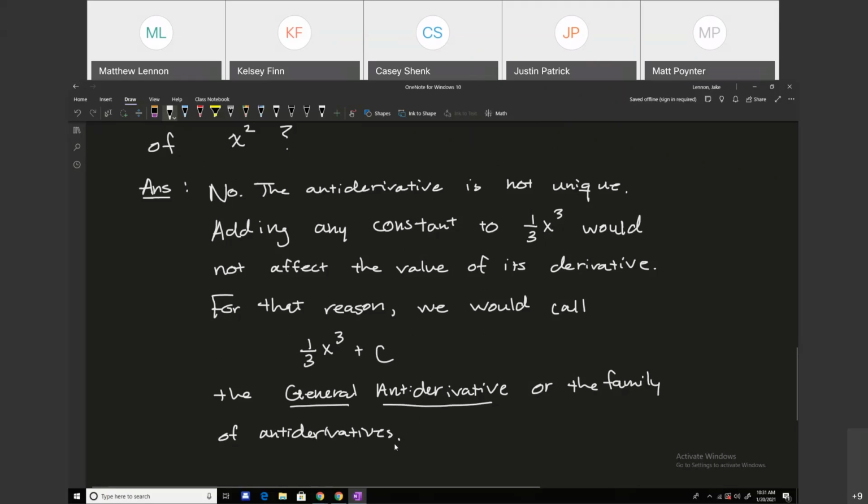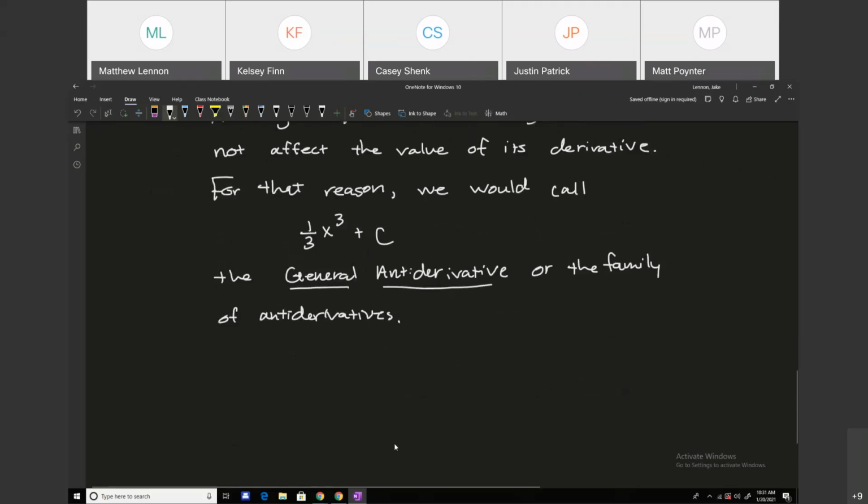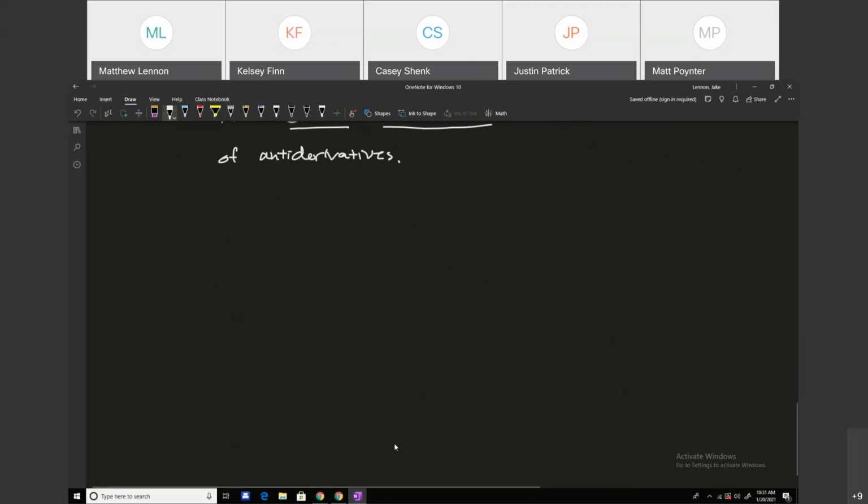Okay, so let's try to think of some more examples of antiderivatives quickly, and then from there, we'll see if we can postulate a rule for the class of polynomial functions. So example, find the general antiderivative of each function.